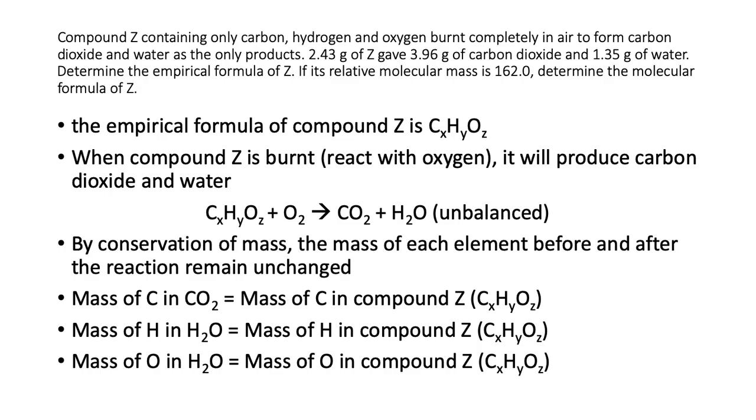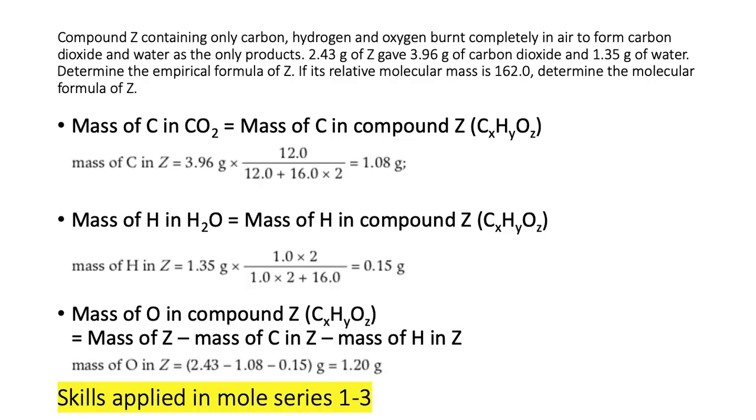Hence, there's another way of calculation. If you know the mass of compound Z, in this case 2.43 grams, minus the mass of carbon in compound Z and also the mass of hydrogen in compound Z, then you can determine the mass of oxygen. And hence, you can avoid finding the exact mass of oxygen in compound Z directly. Okay? So let's take a look at the data.